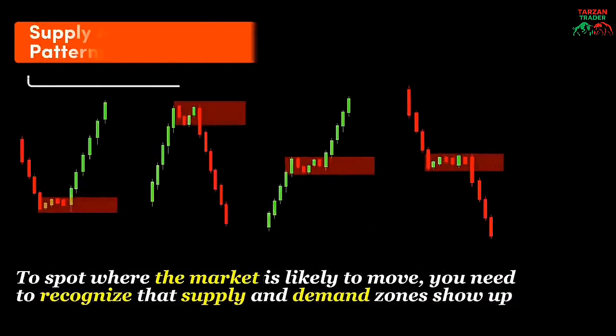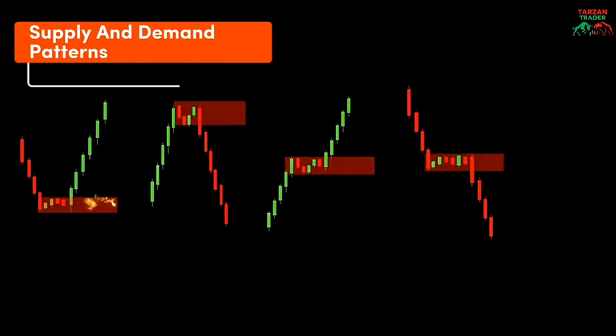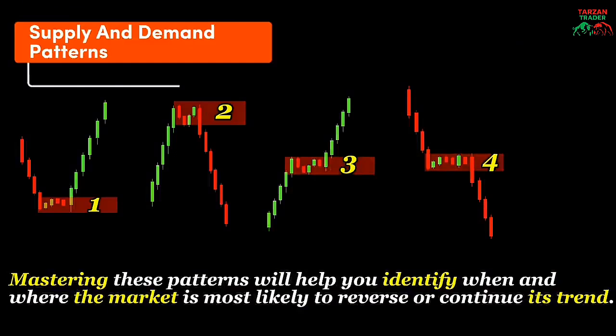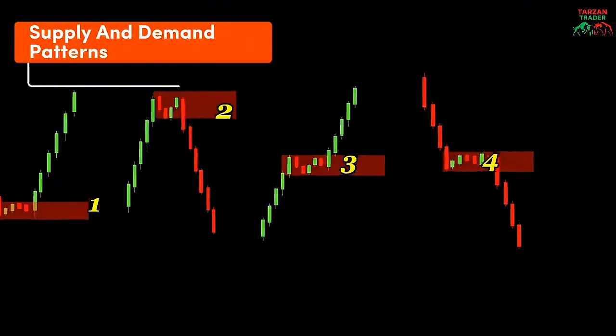To spot where the market is likely to move, you need to recognize that supply and demand zones show up in 4 distinct patterns. Mastering these patterns will help you identify when and where the market is most likely to reverse or continue its trend. Let me introduce you to the drop-based rally, a powerful bullish reversal pattern. This isn't just any price action, it's the footprint of smart money at work.